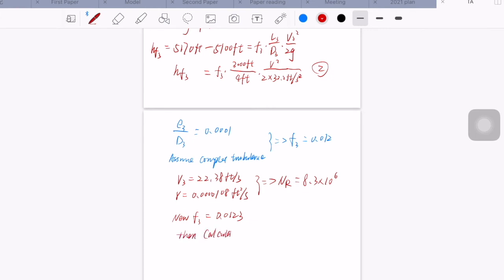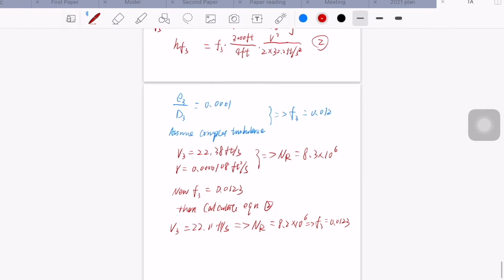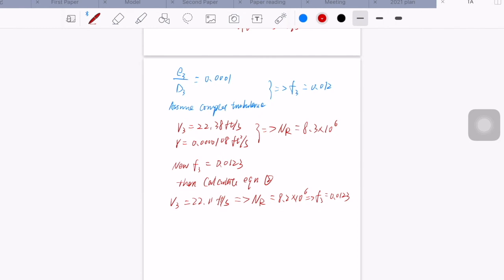And then calculate equation 2 again, and we found that velocity 3 equals 22.11 feet per second, and then we can find the new Reynolds number equals 8.2 times 10 to the power of 6, and the new friction factor also equals 0.0123. So the friction factor 3 is verified, so we can use it to calculate the flow rate in pipe 3.